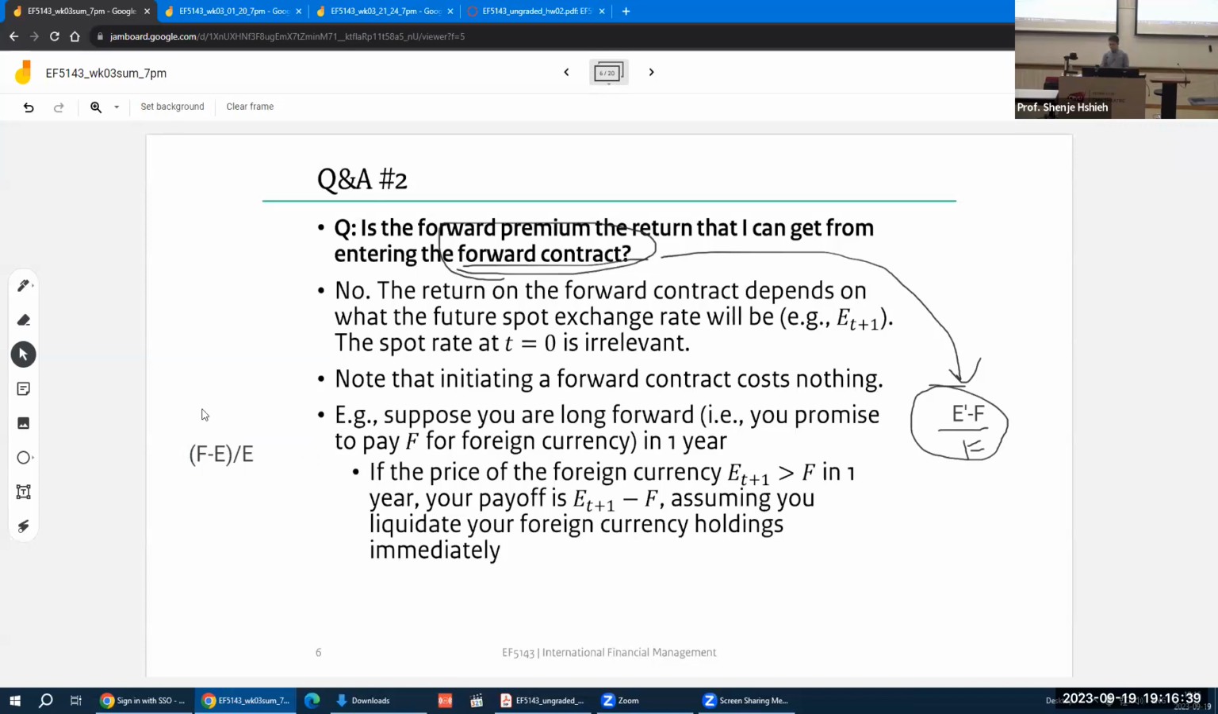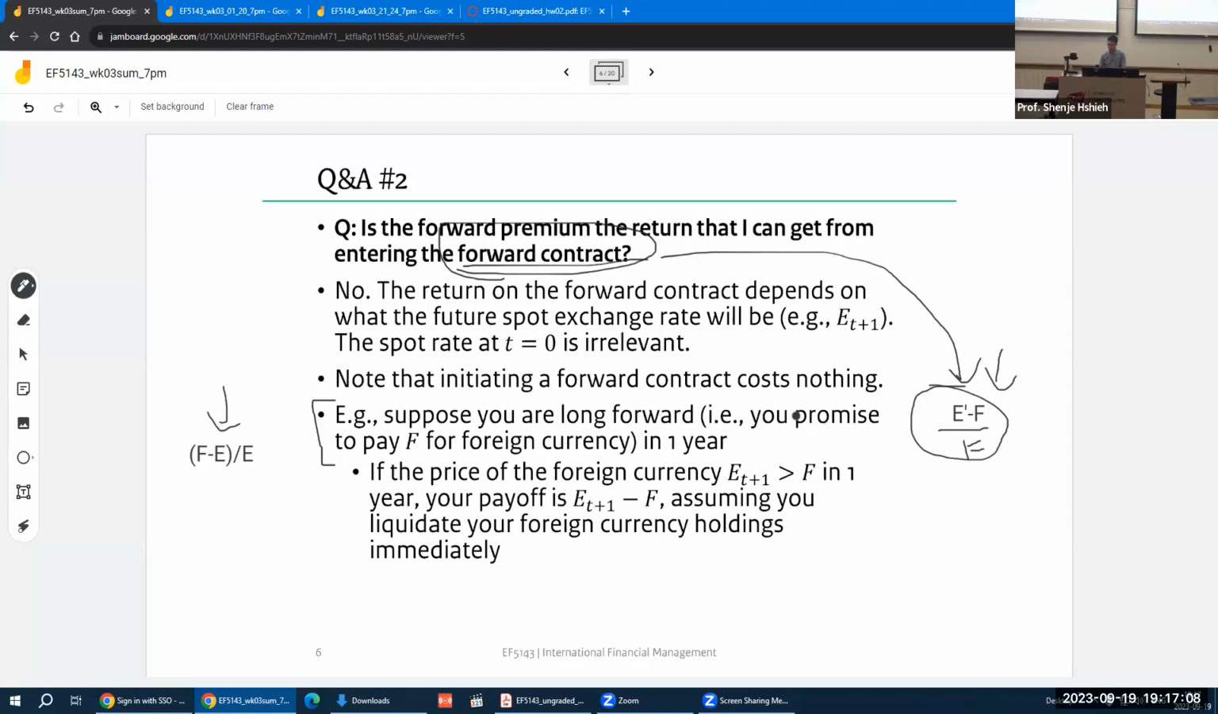So in other words, here we're assuming you're holding onto the currency and expecting it to increase in value. Here you're speculating about future E, and you're paying F in the future, and then selling the underlying asset for some unknown price, right? That's what it is.